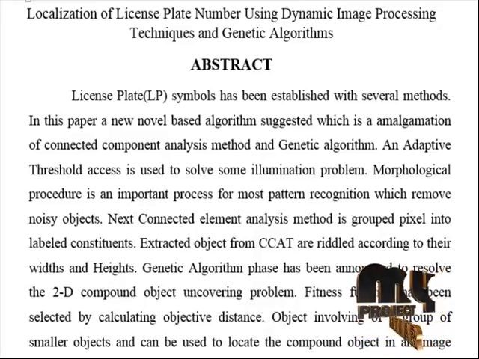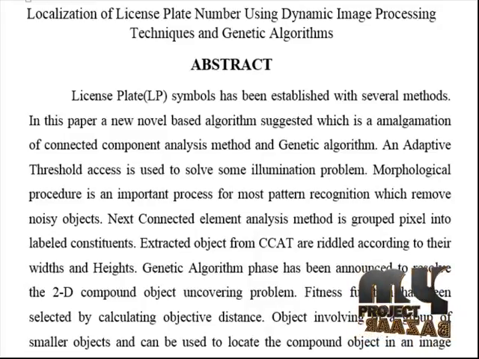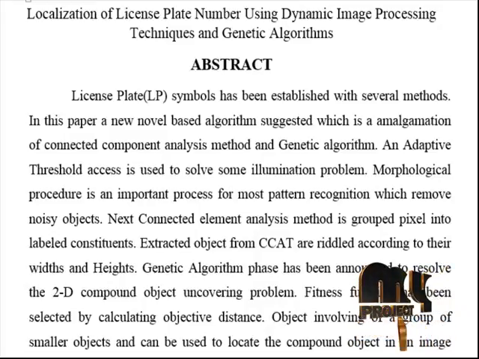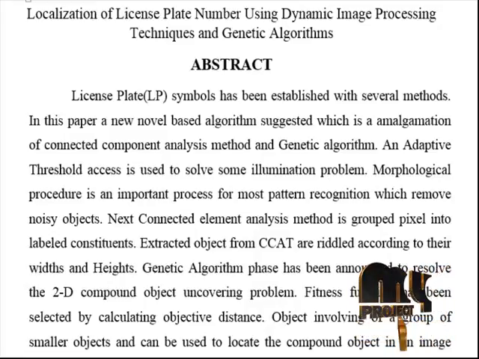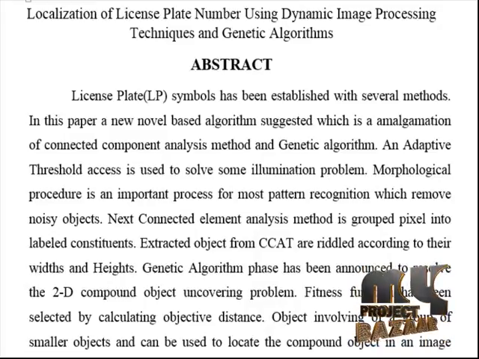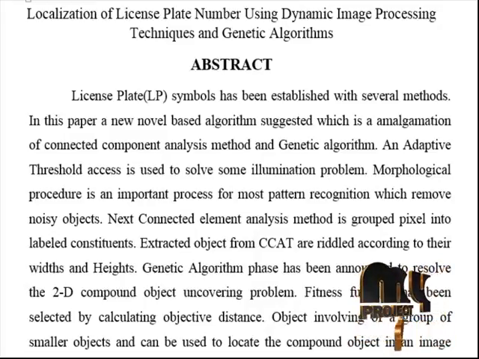An adaptive threshold process is used to solve some illumination problems. Morphological processing is an important process for most pattern recognition, which removes noisy objects. Next, the connected component analysis method groups pixels into labeled components. Extracted objects from CCA are filtered according to their widths and heights. The genetic algorithm phase has been introduced to resolve the two-dimensional compound object detection problem.